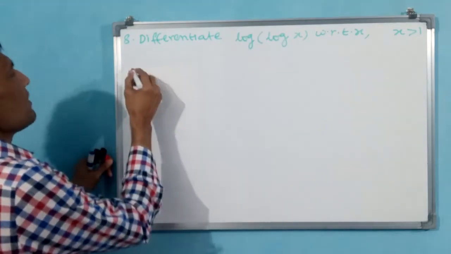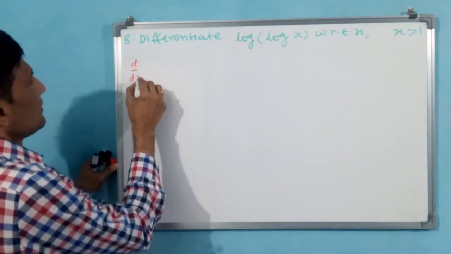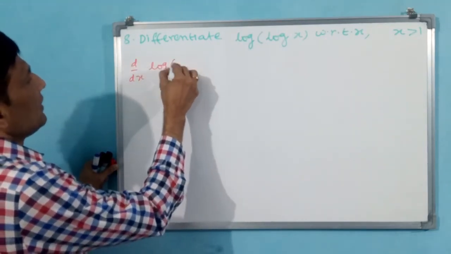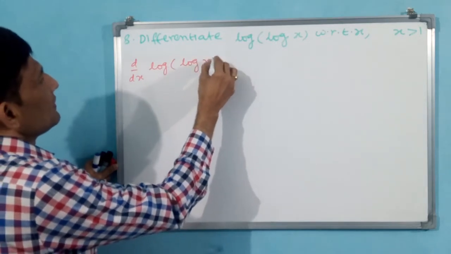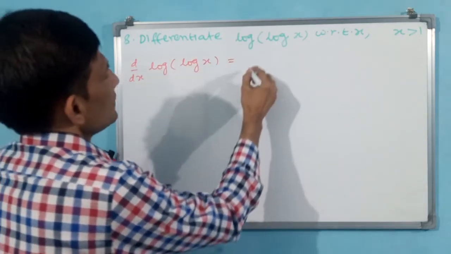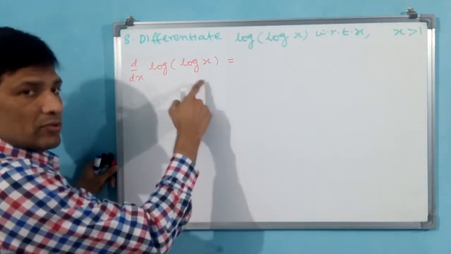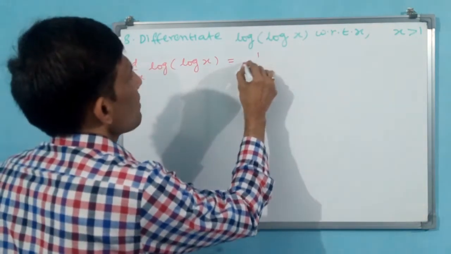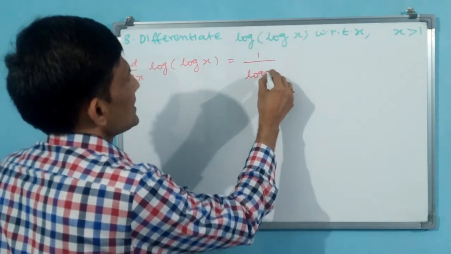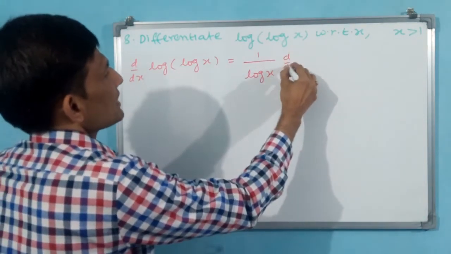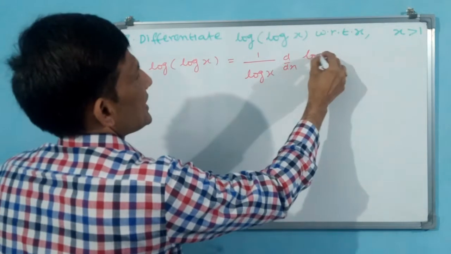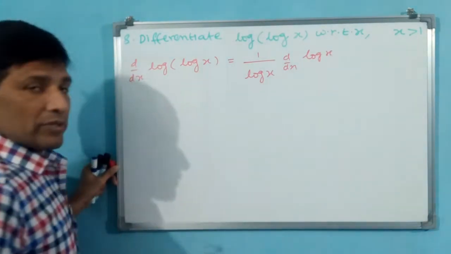Let us proceed further. d by dx of log x is equal to... you take this log x as x. d by dx of log x is 1 by x, and 1 by log x into d by dx of log x. This log x. Is it okay?